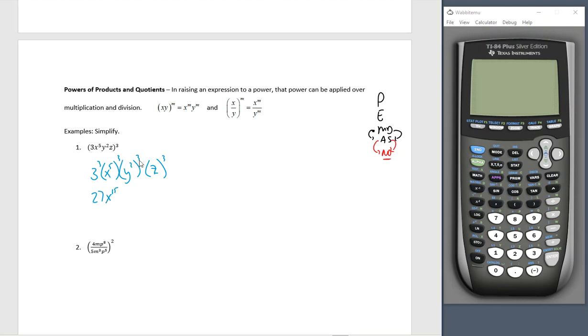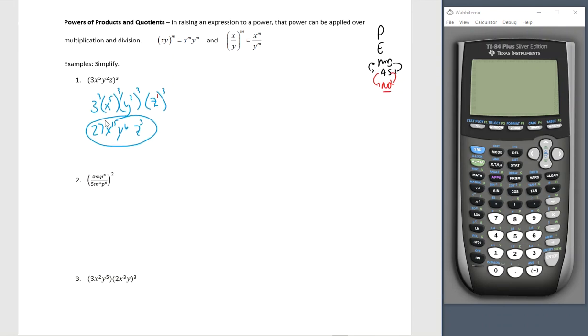Power raised to a power we multiply, 2 times 3 is 6, so that's y to the 6th. And even though this z does not have an exponent written on it, it's assumed to be a 1 because it doesn't have any other exponent. 1 times 3 is 3, I'll have z to the 3rd. All right, 27, x to the 15th, y to the 6th, z to the 3rd.